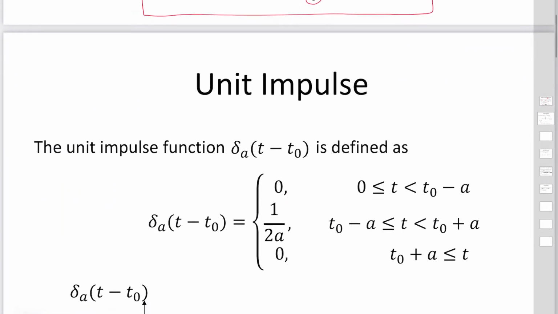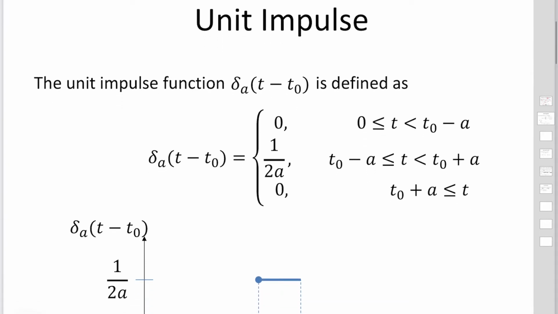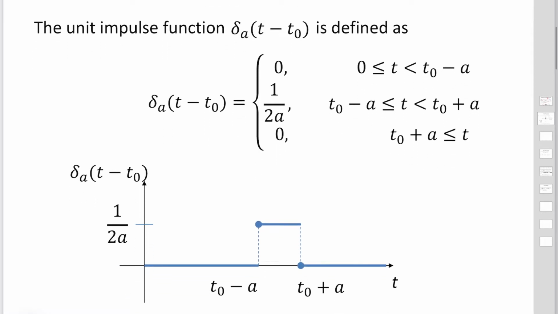Next, I'd like to introduce the unit impulse. The unit impulse function is delta sub a of t minus t sub 0, and is defined as follows. When t is changing from 0 to t sub 0 minus a, it is exactly equal to 0. For t between t sub 0 minus a and t sub 0 plus a, the magnitude of this function is 1 over 2a. If t is larger than t sub 0 plus a, it becomes 0. So this is the function.